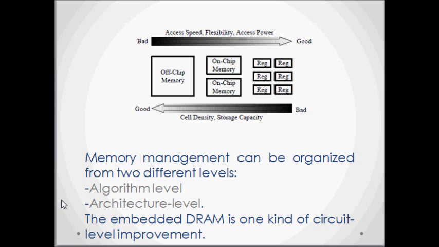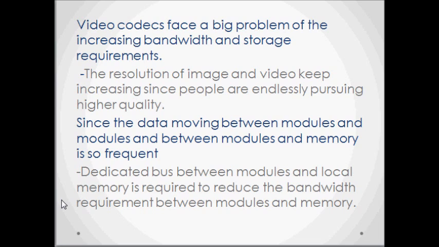Memory management can be organized from two different levels, algorithm level and architecture level. The embedded DRAM is one kind of circuit level improvement. But even integrating large embedded DRAM, the access power is still larger than the smaller on-chip SRAM. The algorithm level memory hierarchy optimization is to modify the coding system algorithm to improve some system parameters like power or area, and some other parameters like coding performance become the trade-off. On the other hand, the architecture level memory organization can optimize the memory hierarchy by modifying the hardware architecture.